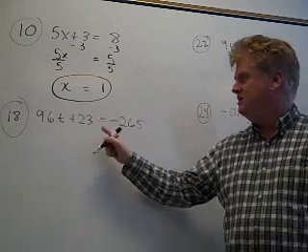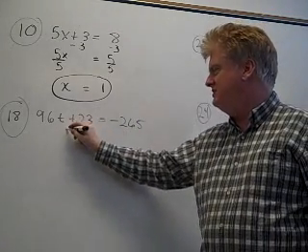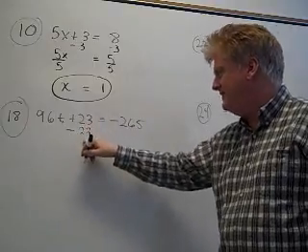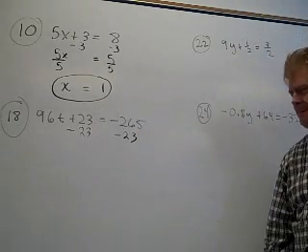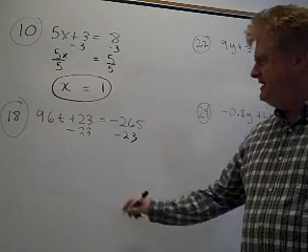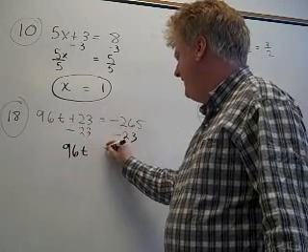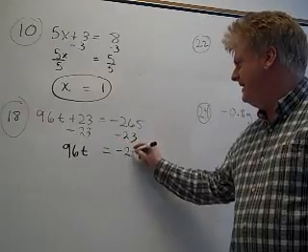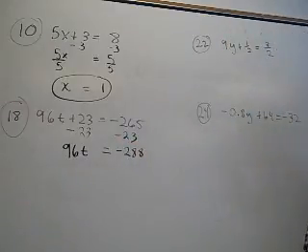Well, we don't really call it moving the 23. What we do is we use the four rules. 23 is joined by addition. We get to subtract it to get rid of it. But if we subtract on this side, we subtract on this side as well. And that leaves us with 96t on the left-hand side and negative 288 on the right-hand side.